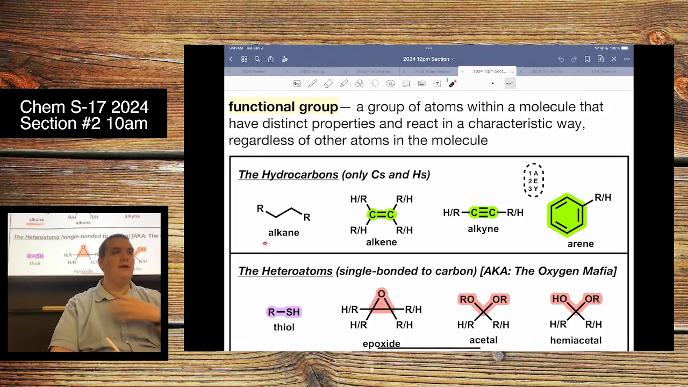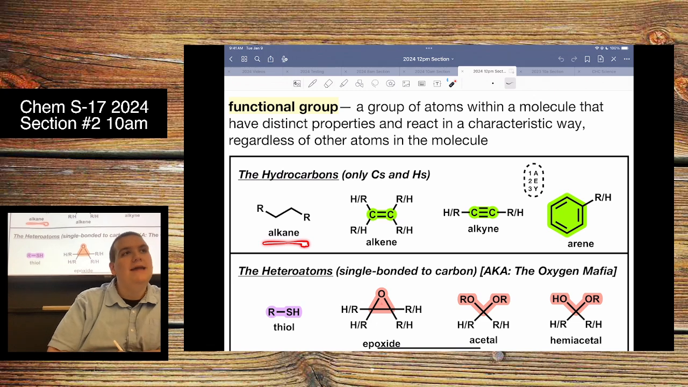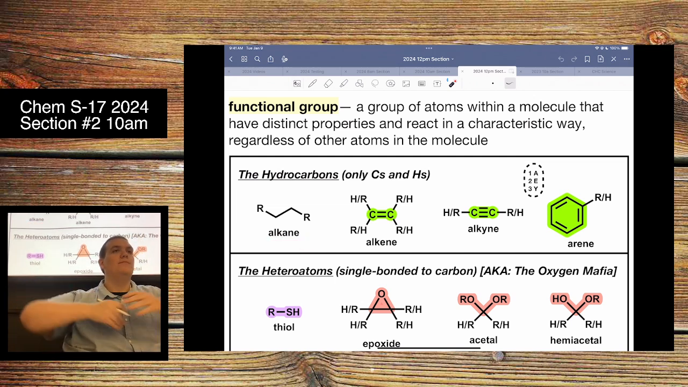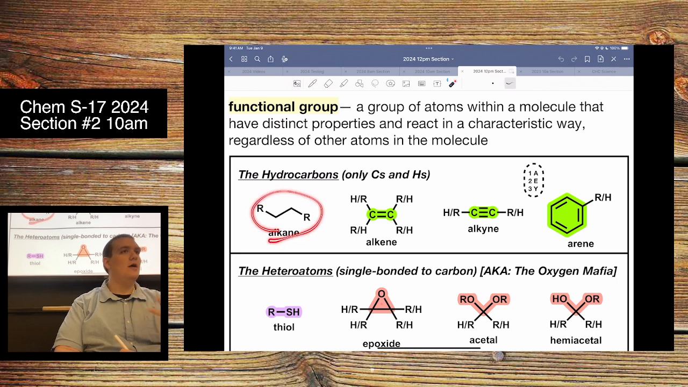So first up, we have alkanes. You'll notice that alkanes are not highlighted, and kind of confusingly, that's because alkanes are not a functional group. Alkanes are kind of like the absence of a functional group because alkanes don't really react. These are compounds that only have carbon-hydrogen single bonds. So we call them alkanes, and they're kind of our basis of comparison for everything.